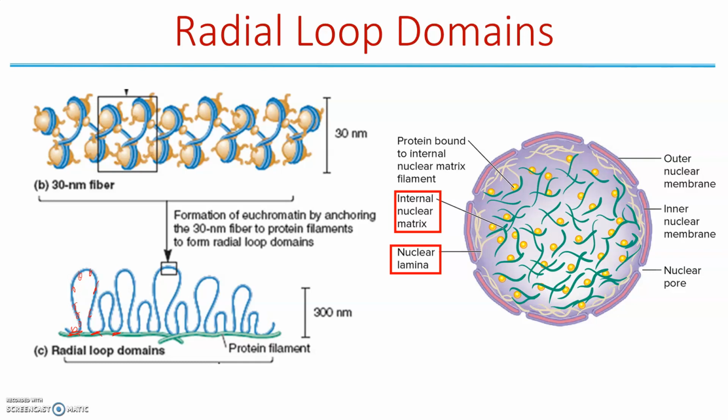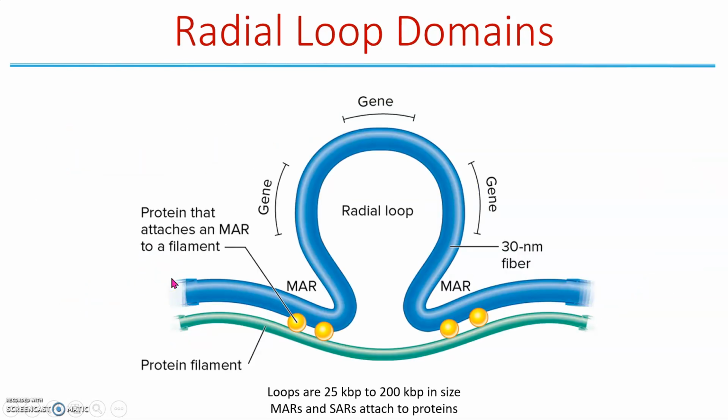So here in the radial loops, which look very similar to what we see in prokaryotes, we have this nuclear matrix, and this consists of the nuclear laminin and the internal nuclear matrix. And these are fibers that are inside of the nuclear membrane, and their job is to interact with what's in the laminin and what's in the membrane. And we know that we can anchor our 30 nanometer fiber to the nuclear membrane in these radial loops. And here you see our radial loops.